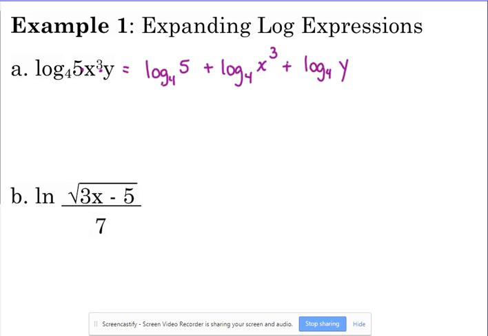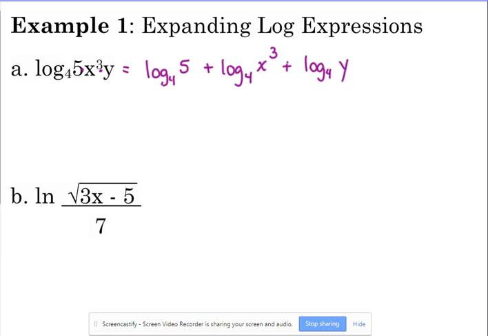Okay? Now, the purpose of expanding would be to evaluate something without a calculator. So, if we knew, say for example, that wasn't log base 4 of 5, say that was log base 4 of 16, okay? We know what log base 4 of 16 is. It's 2 because 4 squared is 16, okay? So that's one of the purposes of this.